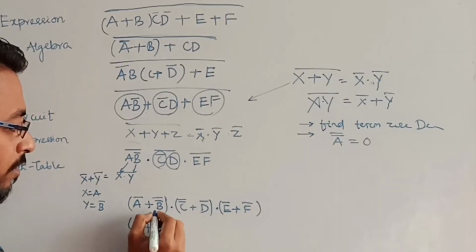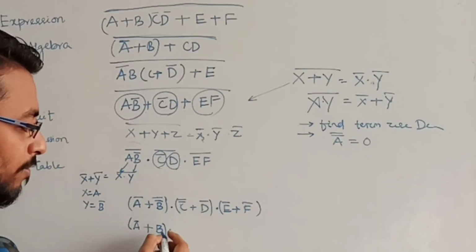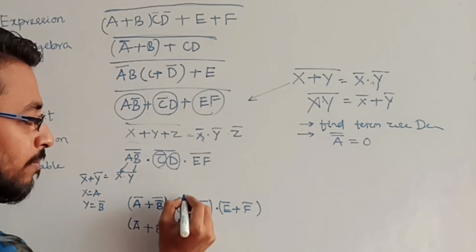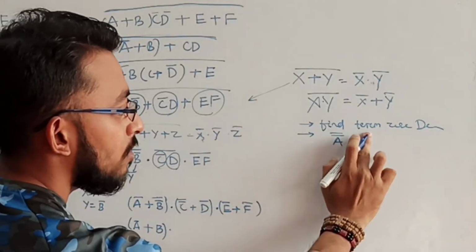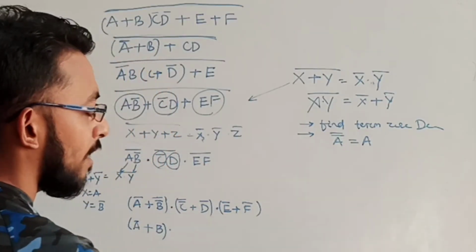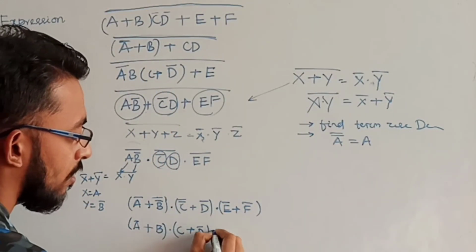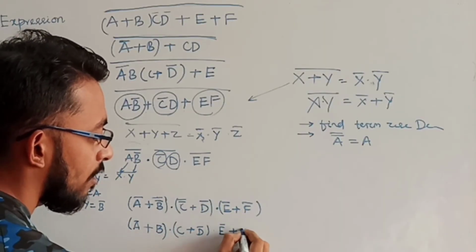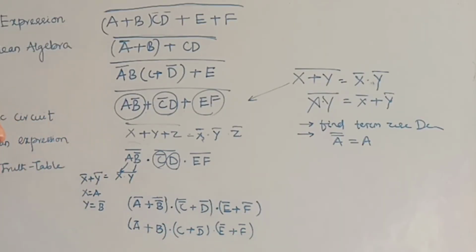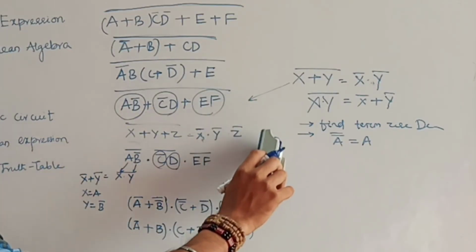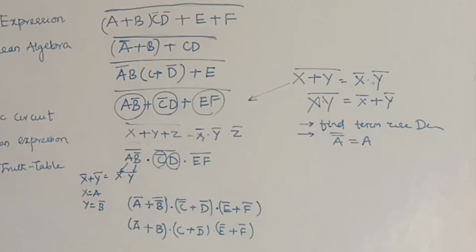I am going one step further, one simplification step, that is b bar bar is nothing but b. Similarly, c bar bar, it is a, not 0, it is a. C bar bar is nothing but c plus d bar dot e bar plus f bar. Okay, so this is the final expression after applying the De Morgan theorem to this question.